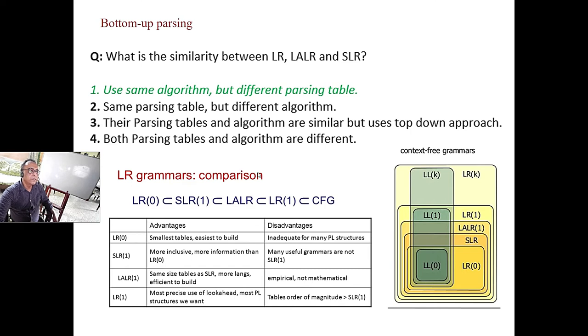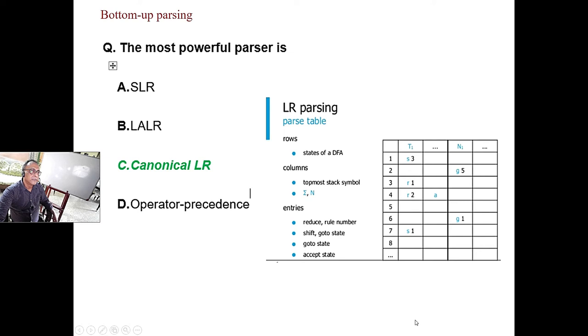So, this one is a question, most of you answered correctly. The most powerful parser is canonical LR. Basically I am telling you canonical LR means LR1. And you see the states of all these things, the entries. This is the table, this is the states.